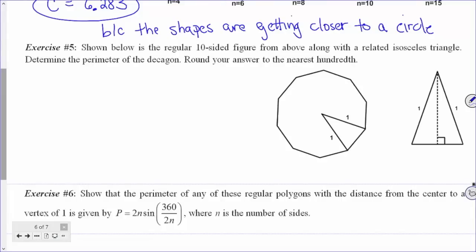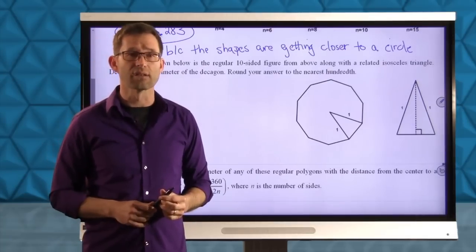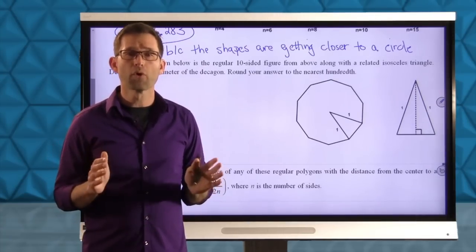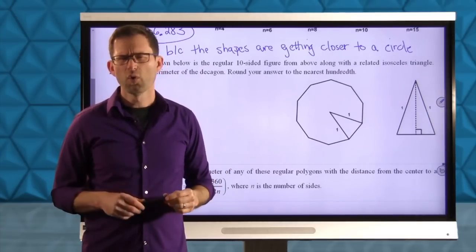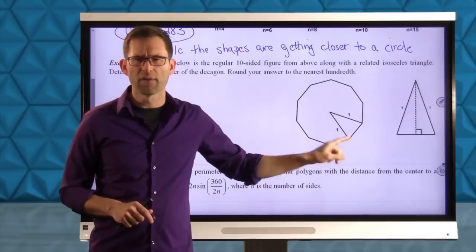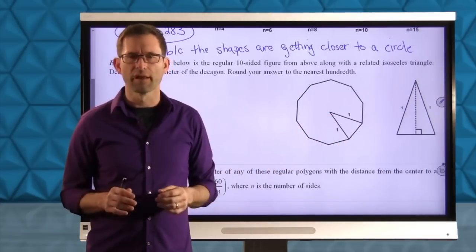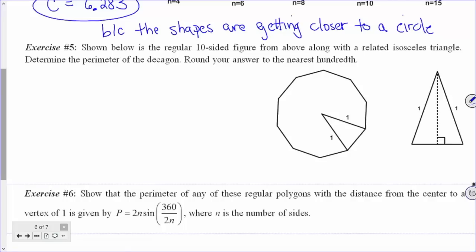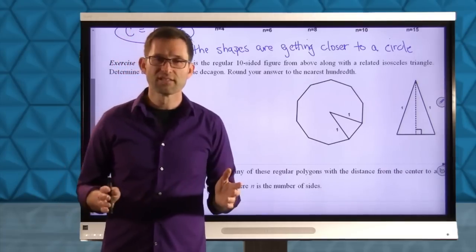Now, we did something very similar to this in the last lesson when we figured out the perimeter of a pentagon, whose distance from the center out was 5 or something like that. Doesn't matter. What I'd like you to do is pause the video now and see if you can figure out what the perimeter of that decagon is. You're going to have to use right triangle trigonometry in order to do it. All right, well, let's take a look.